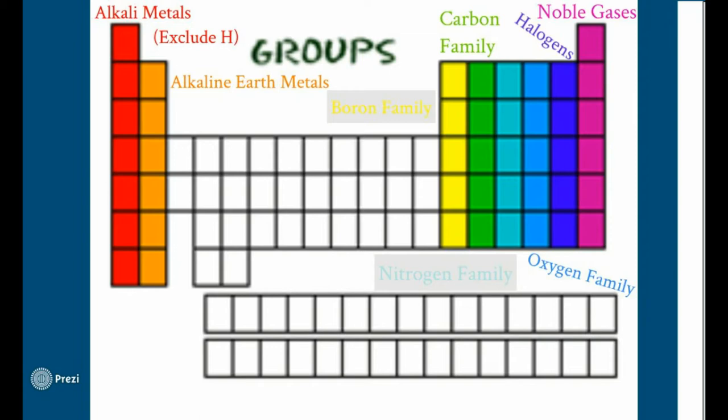The reason why these are called halogens is because iodine is actually one of them, and when they put it on a starch or a sheet of paper, it would make a halo ring. And that's why they started calling them halogens.